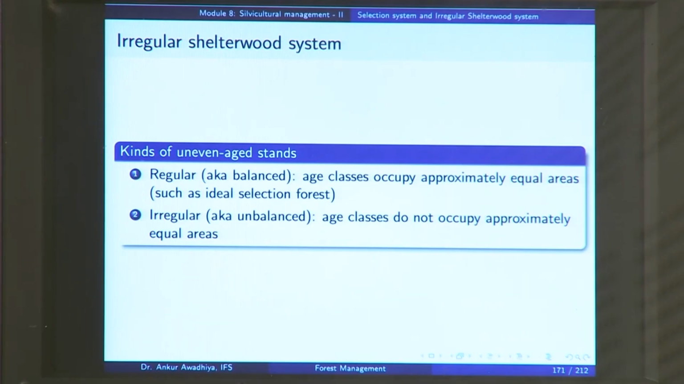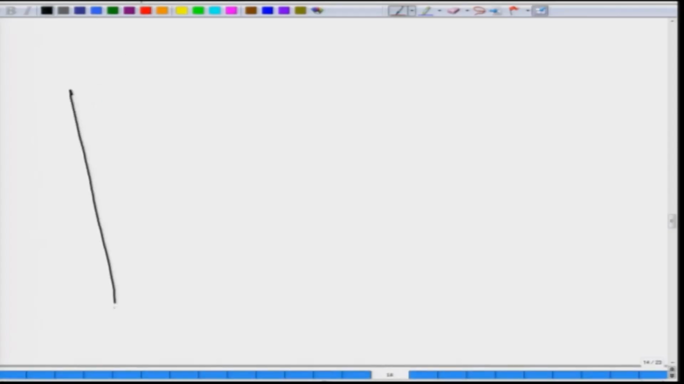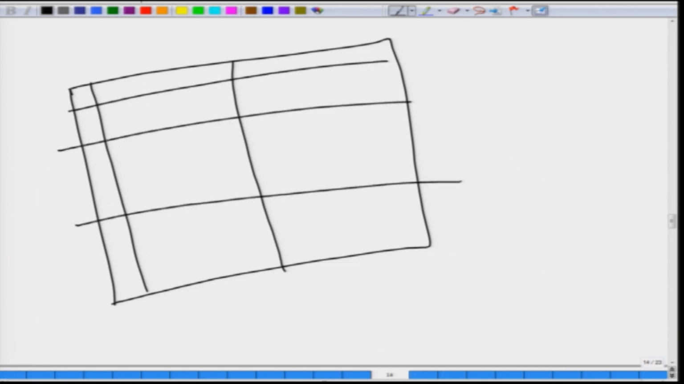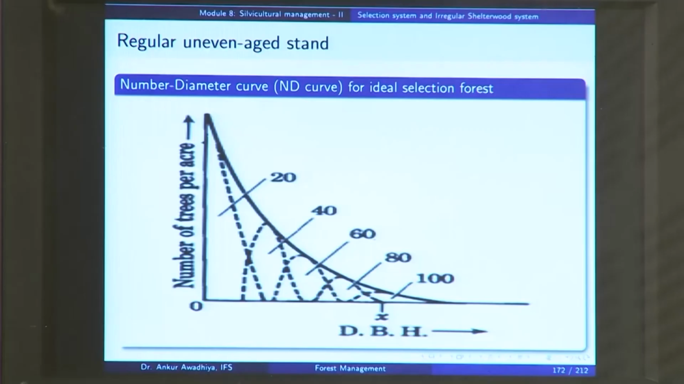So, suppose you have your area and you divide it in such a manner that this is your 0 to 1 year, this is your 1 to 2 year, this is 2 to 3 year, and so on. So, different age classes are not occupying equal areas. In this case we will call it an irregular forest. This is how a regular uneven aged stand looks like.